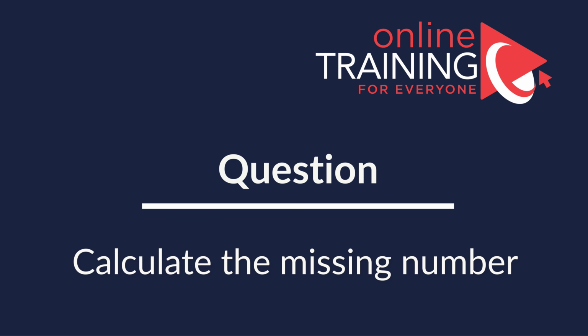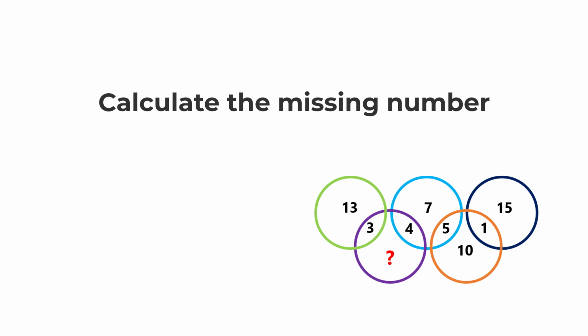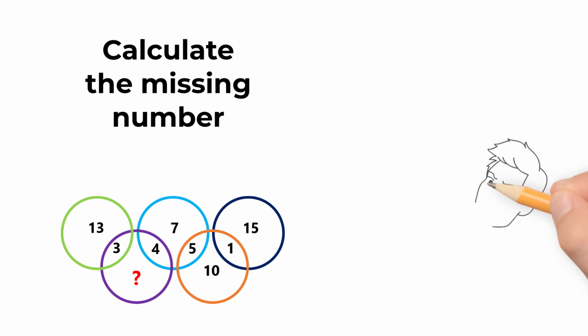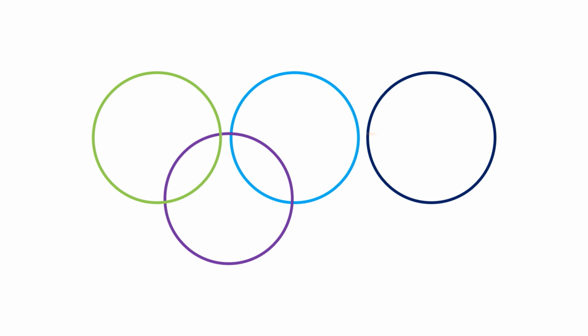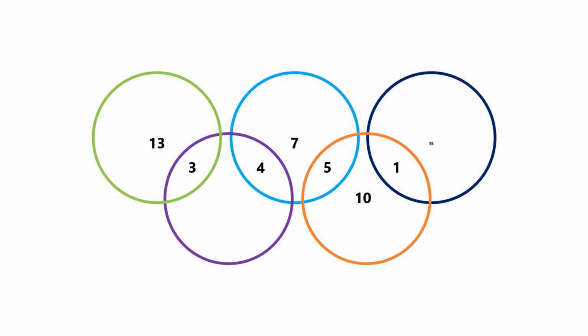This is one of my favorite questions because it is very frequently used in the test. You're presented with 5 crossing circles. All circles are of different colors. There are numbers inside the circles, as well as numbers on the intersections of the circles. The numbers that you see on the screen are 13, 3, 4, 7, 5, 10, 1, and 15. There's also one number missing, which is highlighted with the question mark.